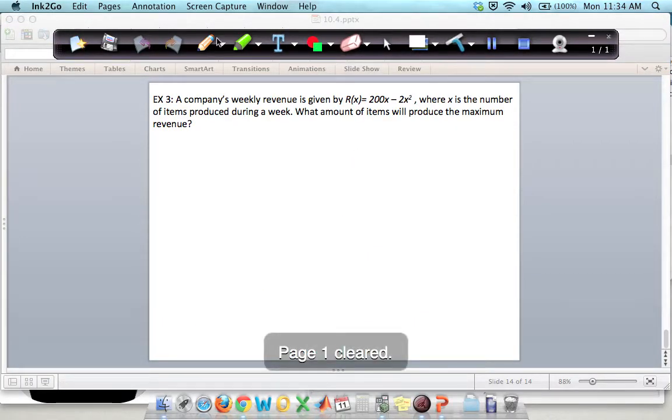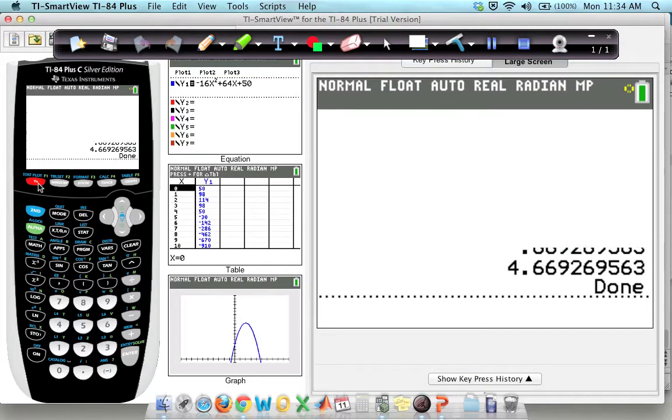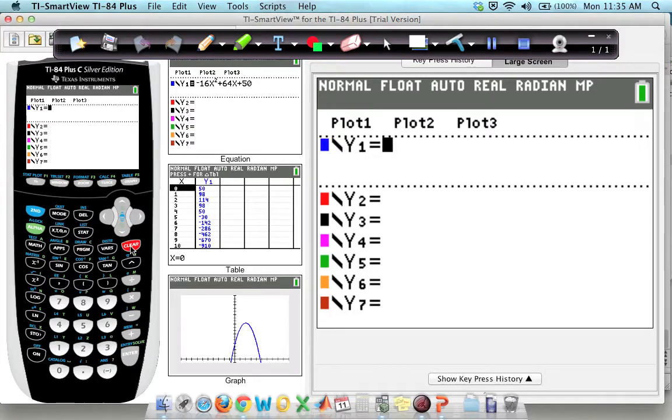Okay, last example says a company's weekly revenue is given by this quadratic, where x is the number of items produced during a week. What amount of items will produce the maximum revenue? So for maximum, again, I'm looking for the y value of my vertex. You could do this algebraically, but we're going to try and graph this. So go back, hit y equals, clear, and plug in 200x minus 2x squared. And hit graph.